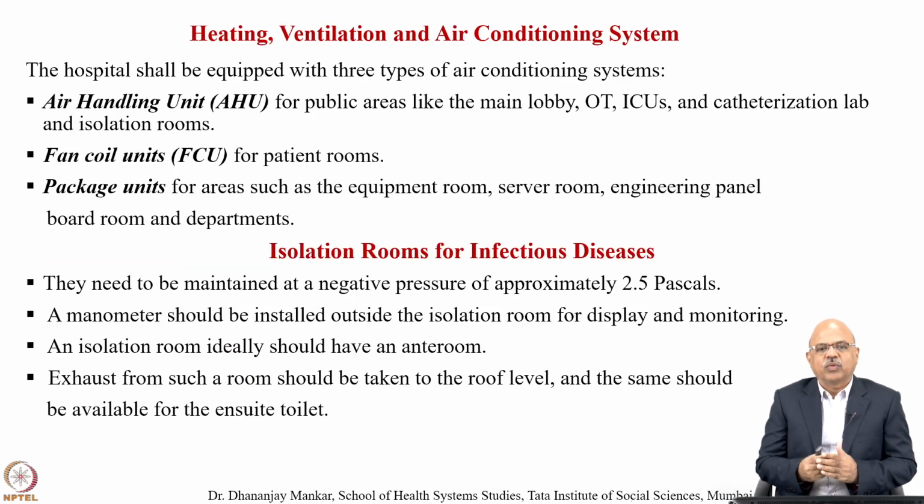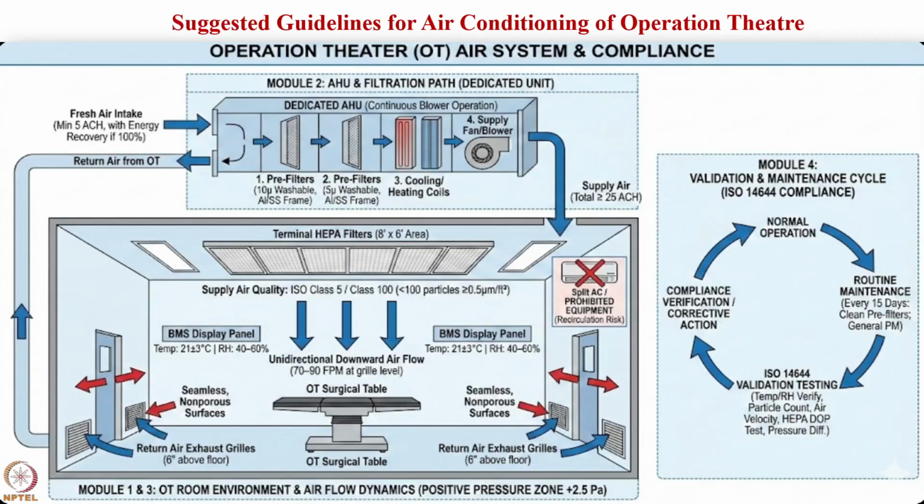Heat ventilation, that is HVAC. The hospital needs to be equipped with three types of air conditioning systems, that is air handling units, fan coil units and package units. Isolation rooms for infectious disease need to be maintained with a negative pressure of approximately 2.5 pascals. A manometer should be installed outside the isolation room for display and monitoring. An isolation room ideally should have an anteroom, and exhaust from such a room should be taken to the roof level, and the same should be ensured in the toilets also.